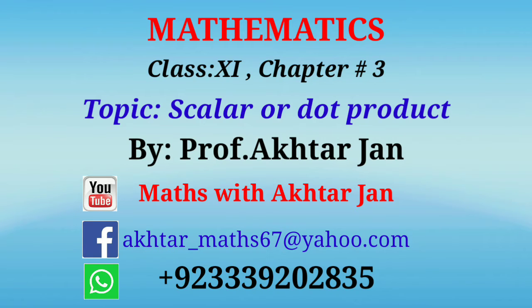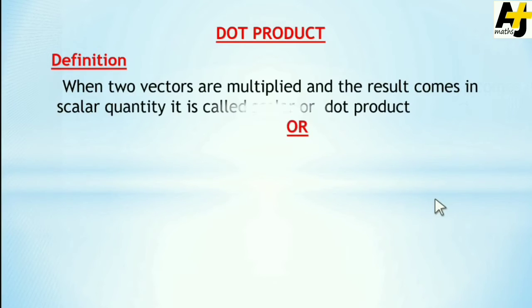Bismillahirrahmanirrahim. First year mathematics, chapter number 3. Topic: scalar or dot product. So let's start. What is the dot product? When two vectors are multiplied and the result is a scalar quantity, it is called the scalar or dot product.